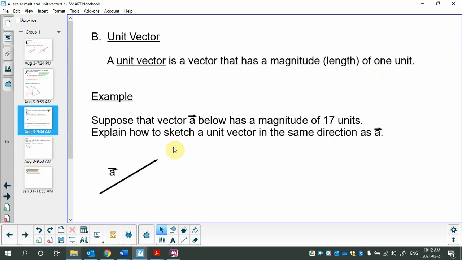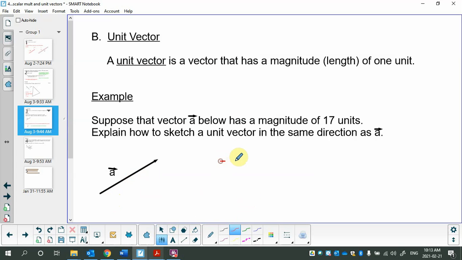So the example here is suppose that vector A below, this one that I've made up, has a magnitude of 17 units. So this is 17 units long, not 17 centimeters, just 17 arbitrary units. Explain how to sketch a unit vector in the same direction as A. So we want a teeny little vector that's one of these 17 units long, and I want it to go in the exact same direction. So to answer this question, what you do, get out of there.